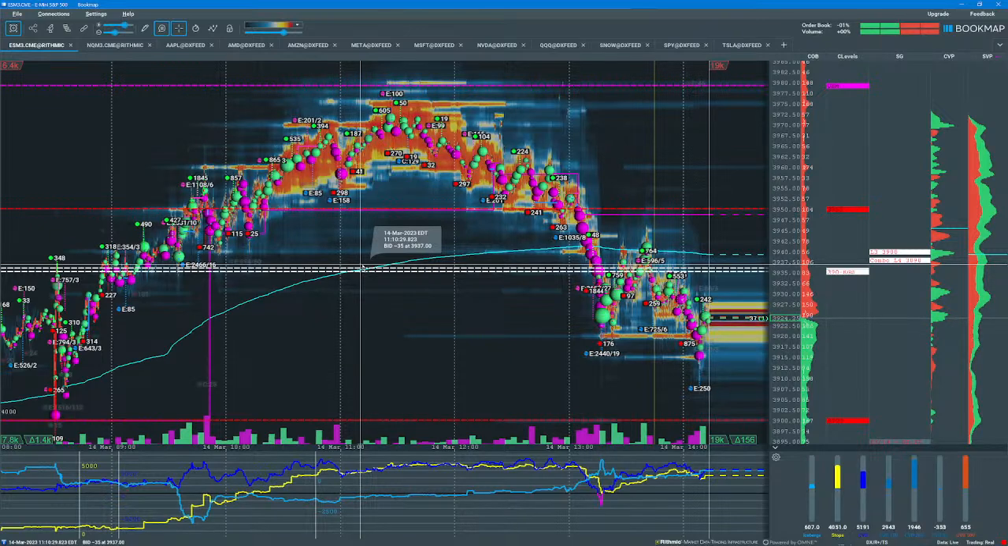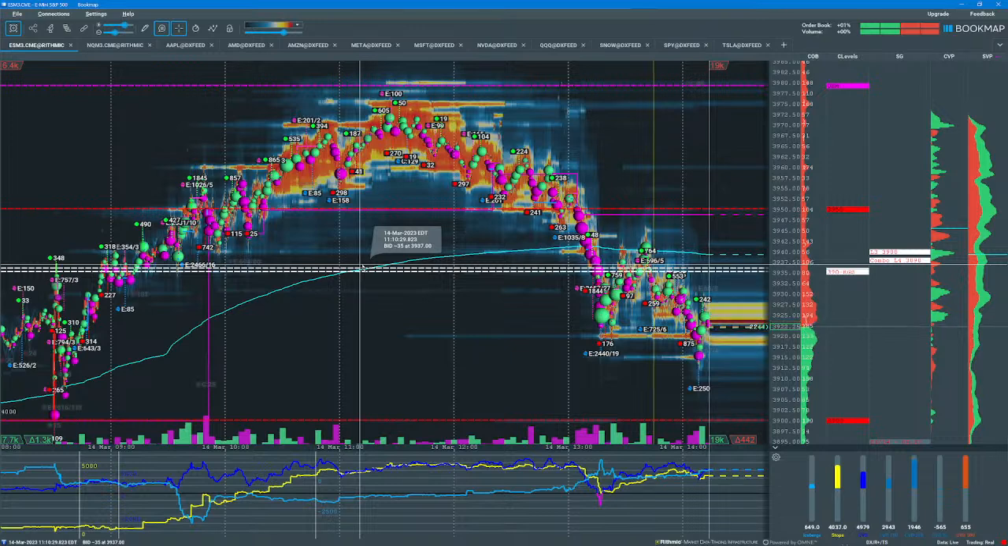And then there's a question, is the put wall still at 3,900? No, I assume you're talking about the SPX put wall, and that is at 3,800, and that shifted down to 3,800 on Monday. From Friday it was at 3,900, and it shifted down to 3,800 yesterday, and it remains at 3,800 now. So 3,800 is the put wall.